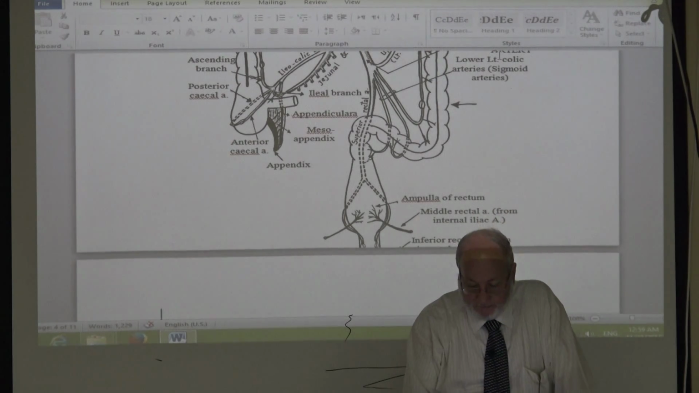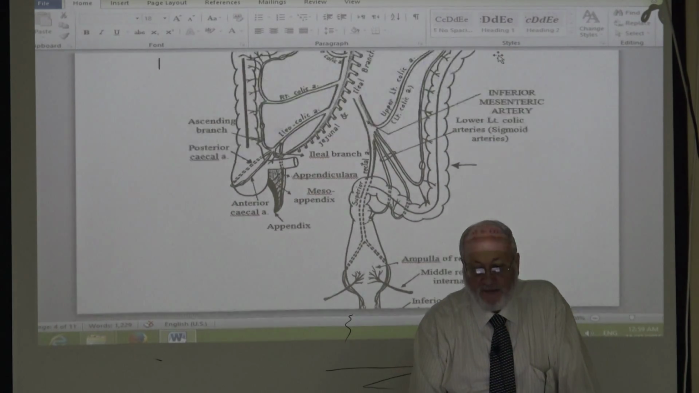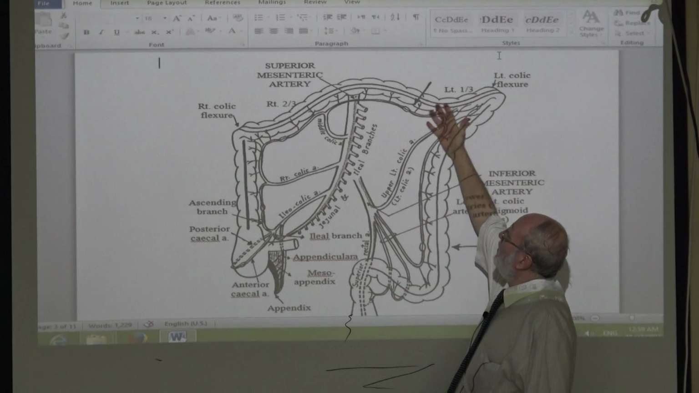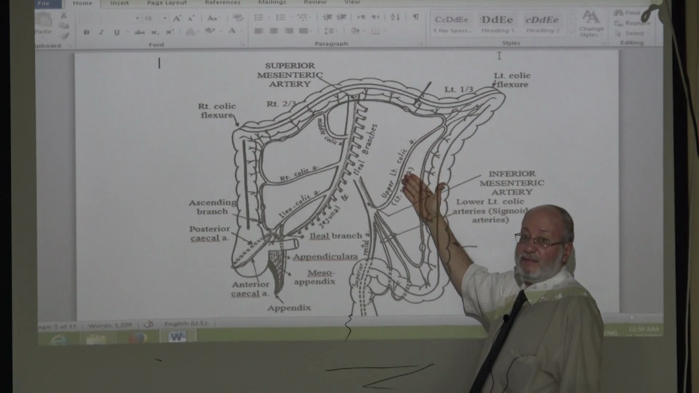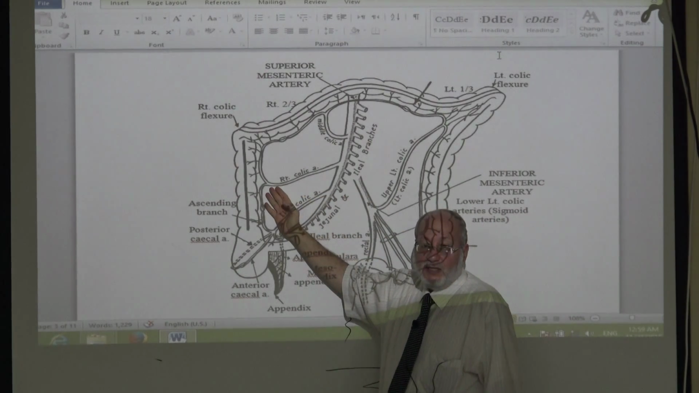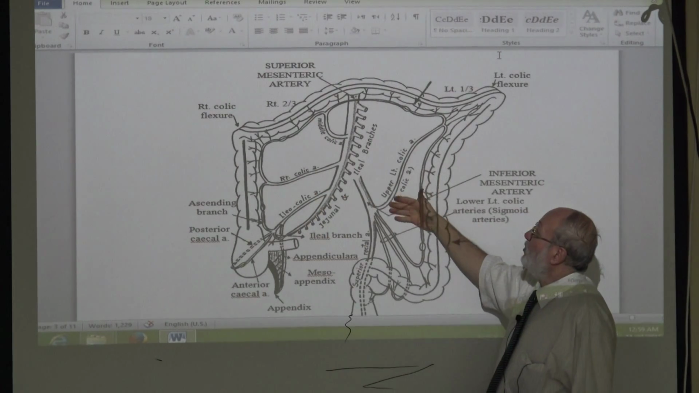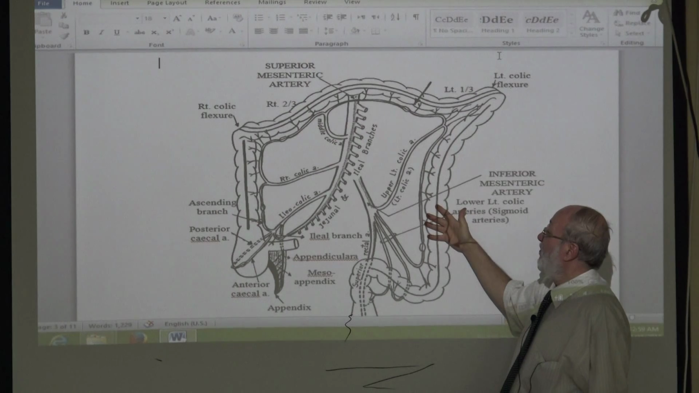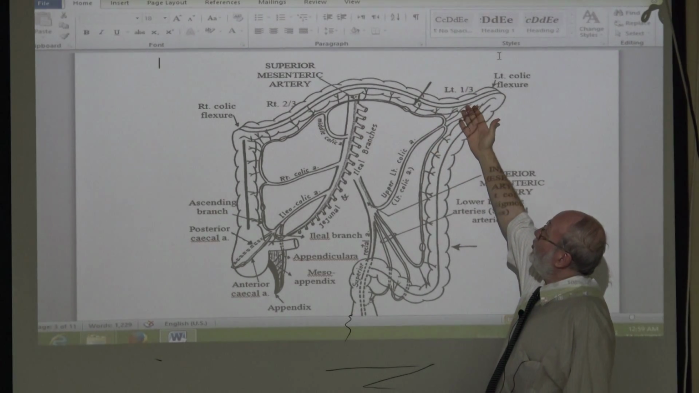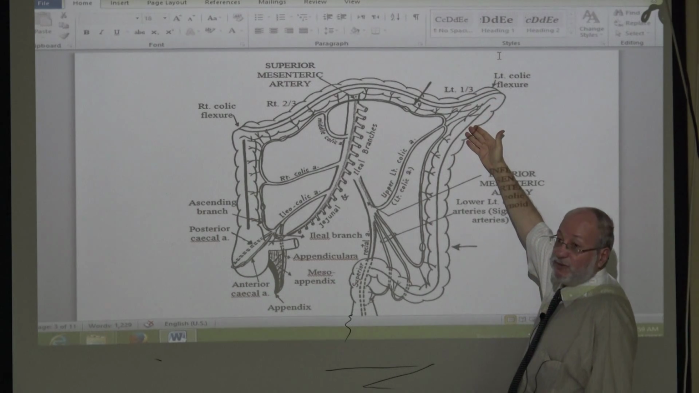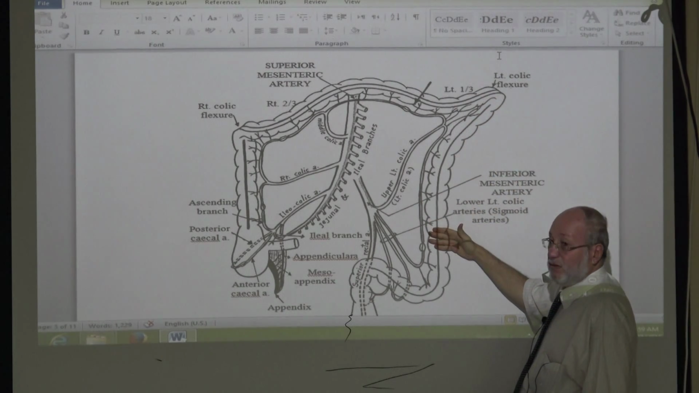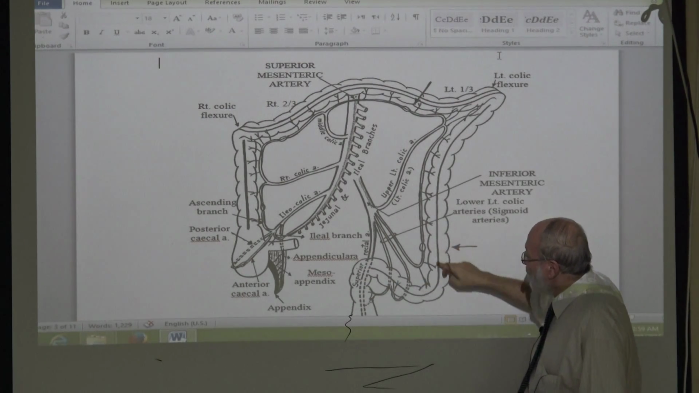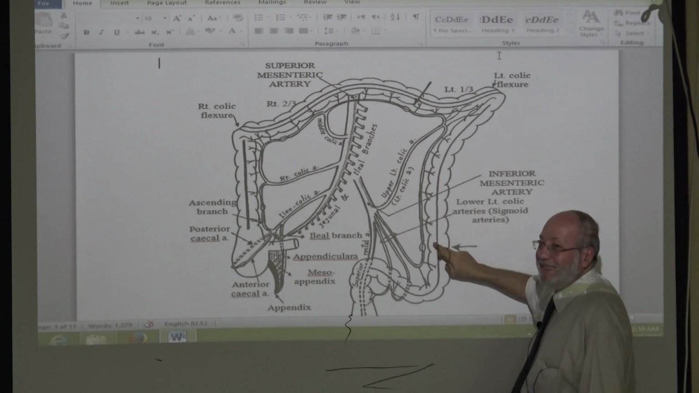What are the branches of the inferior mesenteric? The inferior mesenteric gives a branch to the left side of the colon. The branch to the right side is called right colic. What do you think the branch to the left side of the colon is called? Left colic. This is the transverse colon, the left colic flexure, the descending colon. Then this part of the colon is S-shaped, therefore it's called the sigmoid colon.